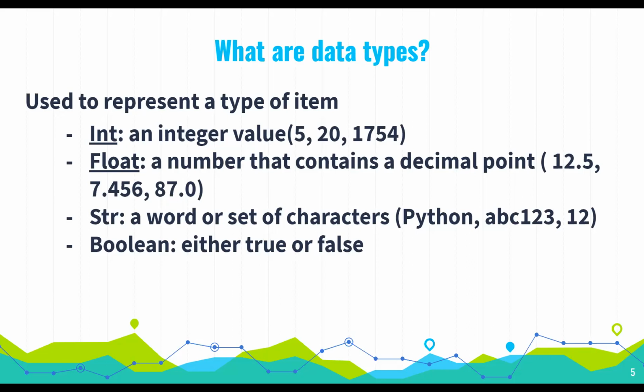And then there's also the example of strings. A string is a word or set of characters. In Python, it can be Python, it can be ABC 123, it can be 12. One thing is whenever you're printing a string in Python, you always have to put quotations around the string. And then there's Boolean, which is either true or false. We won't really be talking much about Boolean today, but just for reference, it's a data type.